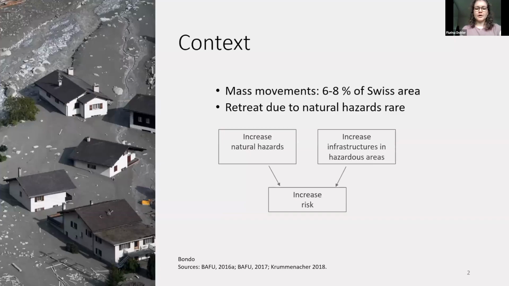In Switzerland, areas with known current and past active mass movements cover an area of 6 to 8%, but only very few times was managed retreat due to natural hazards implemented. At the same time, we know that climate change is leading to an increase in natural disasters globally and also in Switzerland. This and infrastructure that was built into areas prone to natural hazards together lead to a growing risk, which people are then exposed to.